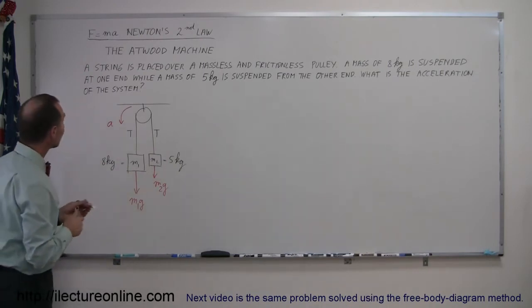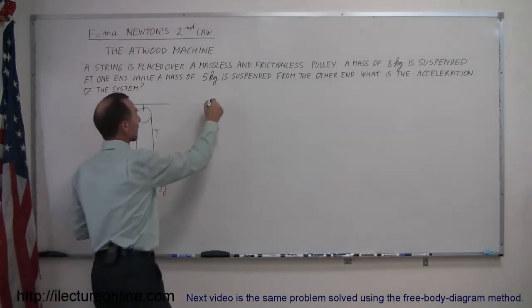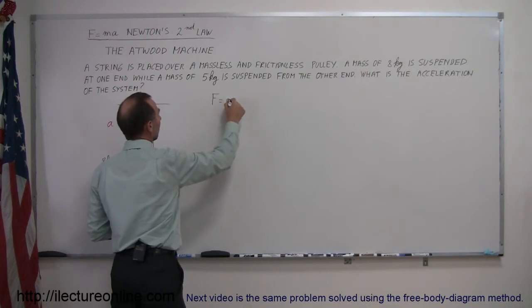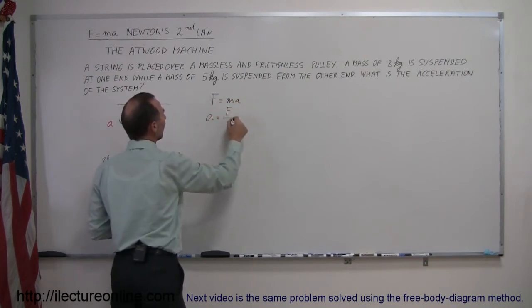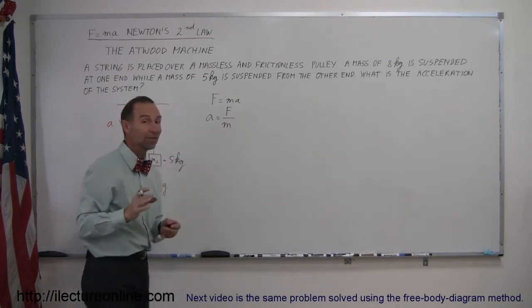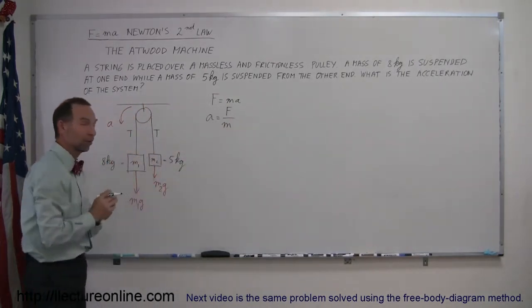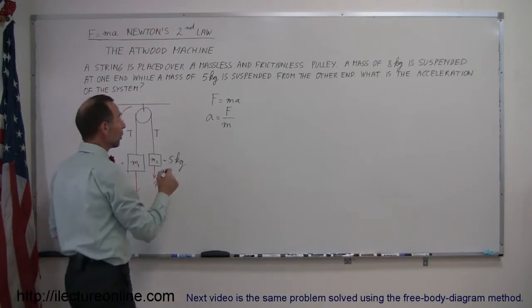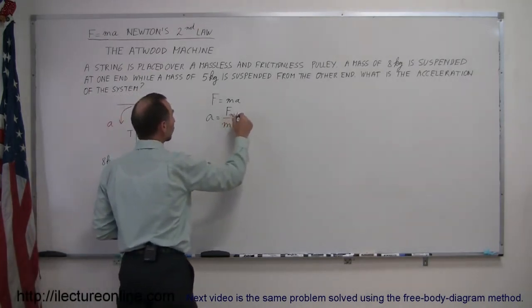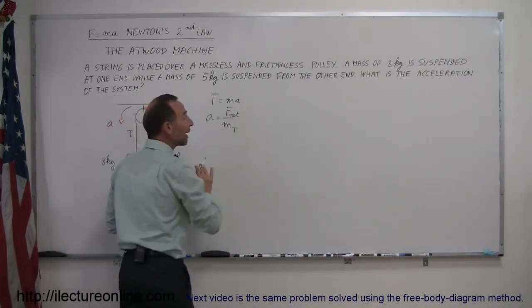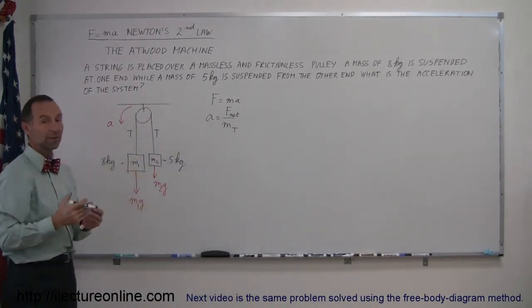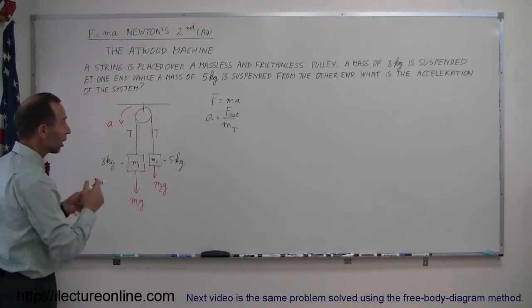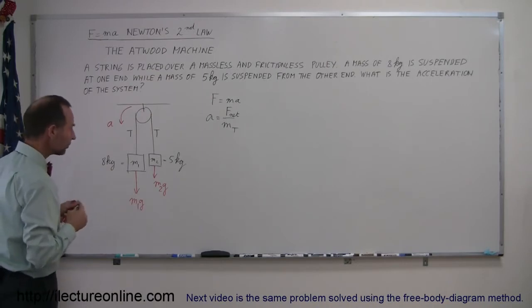Now using the equation F equals ma, we realize that the acceleration will be equal to the force applied divided by the mass. In this case, there are two masses and there are two forces. So we want the net force acting on the whole system and the total mass of the system, because the net force will act on both masses, so we have to account for both masses. We'll call it mass total.